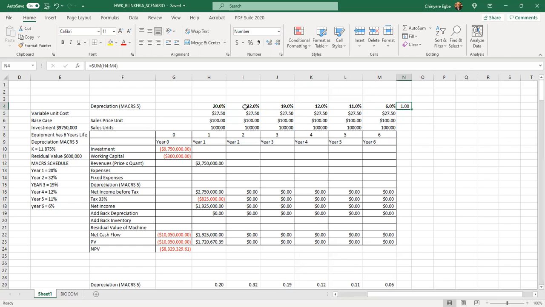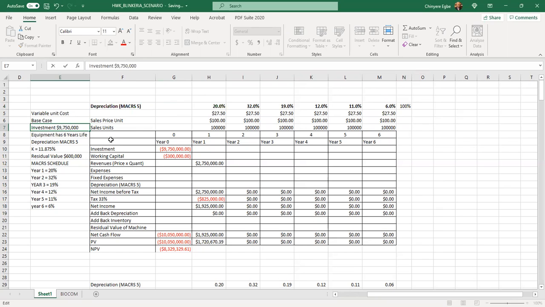This one here is the sum of all the percentages. It's for verification to make sure that you depreciate the asset 100% during the MACRS period. MACRS 5 has 6 depreciation years, and MACRS 3 has 4 depreciation years, and so on and so forth.